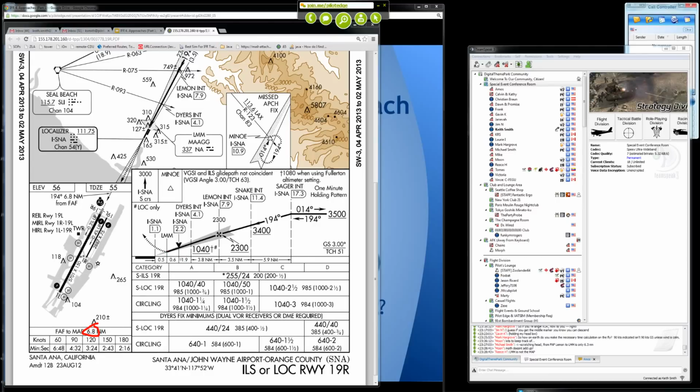Really? Hang on, that doesn't look right. All right, let's look. 3.8 plus 1.9 is about what, 5.7 plus the 0.6. Oh yeah. Something's amiss here. It is 6.8 to the threshold. I agree, yeah, we're off by half a mile.